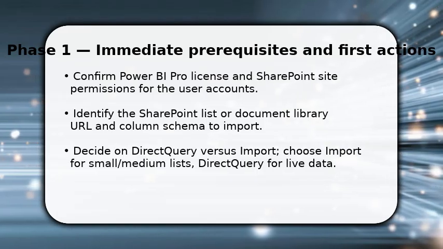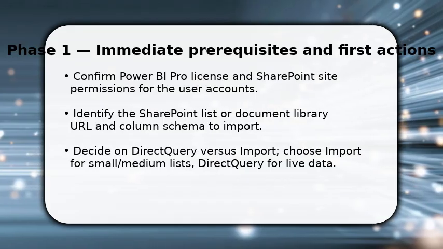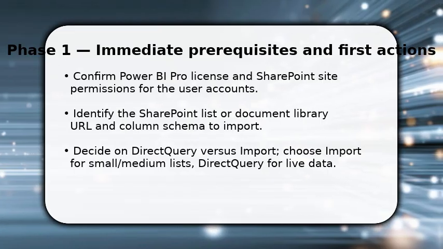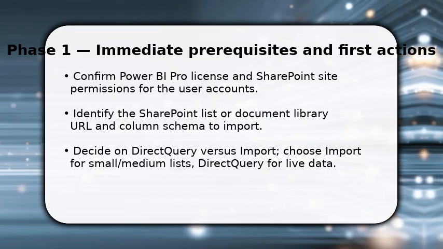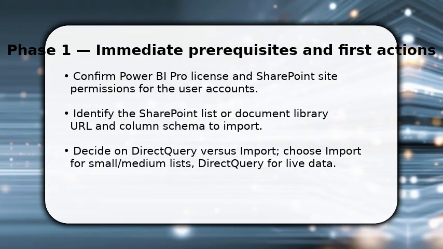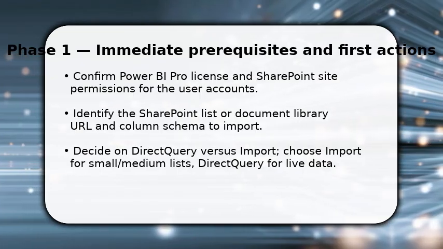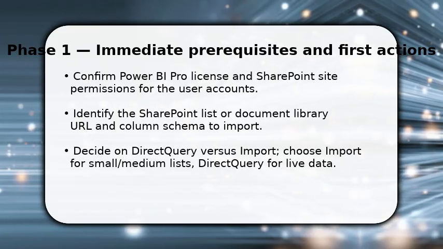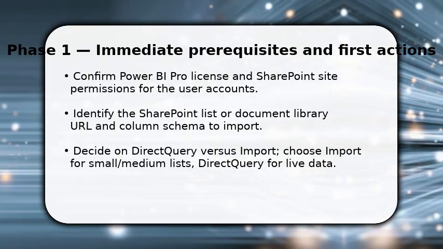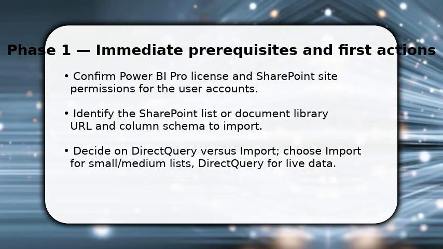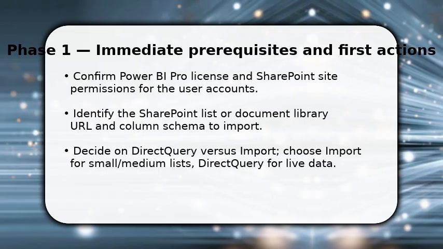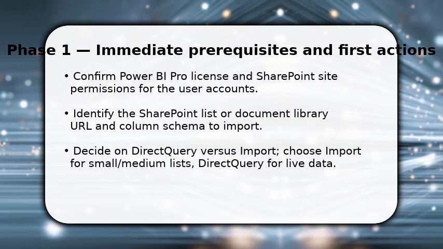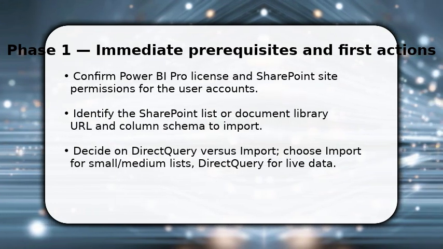You start by verifying prerequisites. Make sure you have a Power BI Pro license and sufficient SharePoint site permissions, because without them you cannot connect or publish. Next, locate the SharePoint list or document library URL and inspect the column types so you map types correctly. Once done, choose Import for faster visuals with scheduled refresh, or pick Direct Query when you need live data. This choice affects performance and refresh options, so decide now before you pull the data.